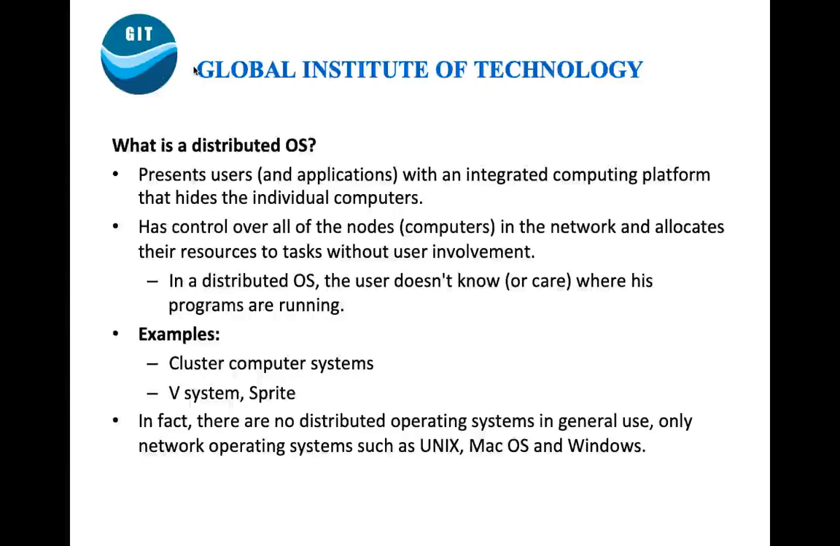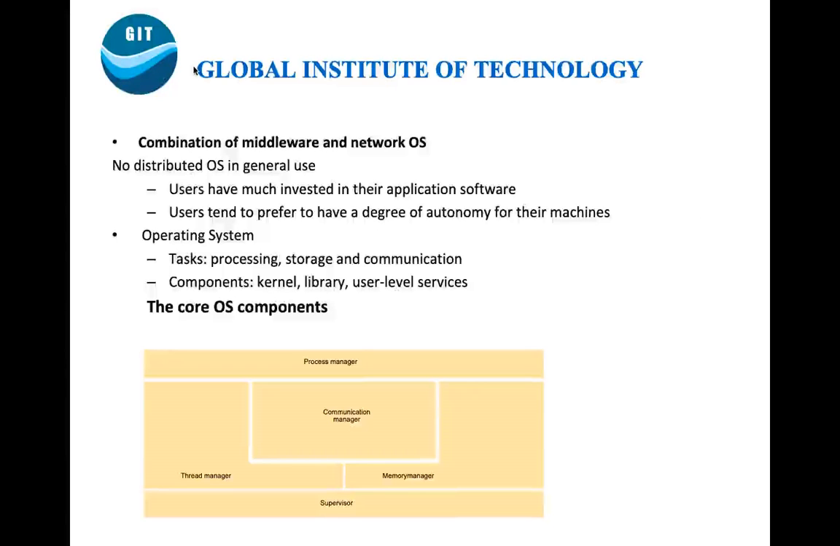The example is cluster computer system, V system. In fact, there is no distributed operating system in general use. Only network operating systems such as Unix, Mac OS, Windows. And next is a combination of middleware and network system. It has a general use. Users have invested in their application software. Users tend to prefer to have a degree of autonomy for their machine.